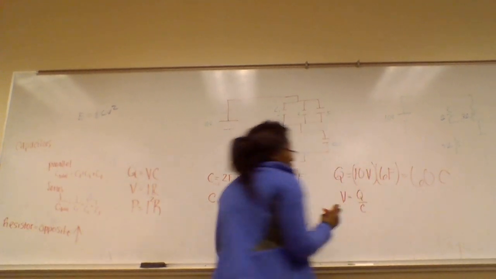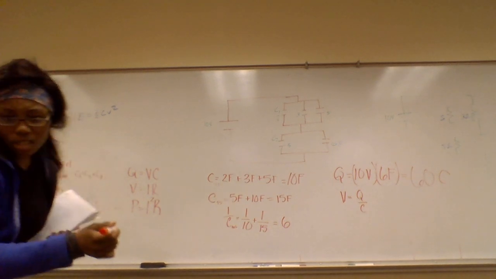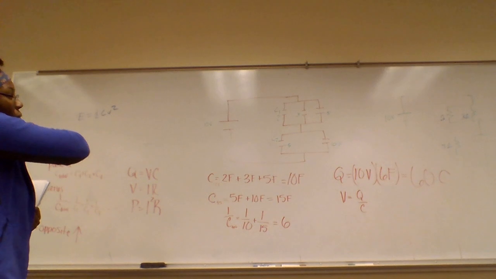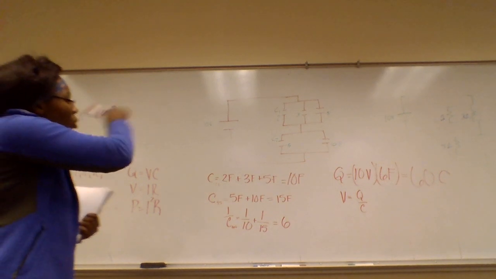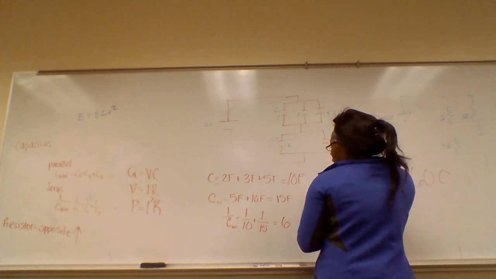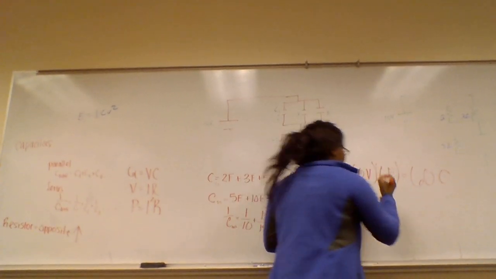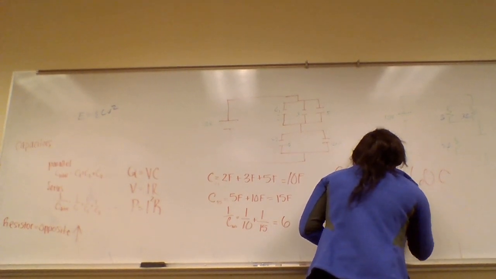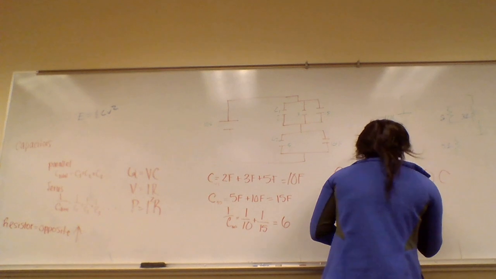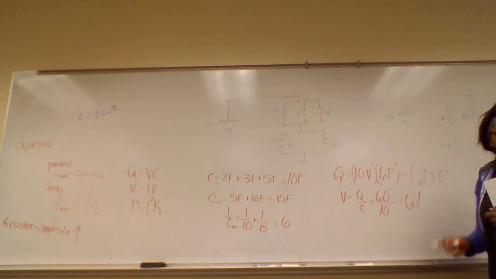Okay. So now we want to find the voltage across C1. So you want to use the total equivalent of C1, 2, 3. So that would be 10. So the total charge in the system divided by the capacitance of 1, 2, 3, which equals 10. That equals 6.